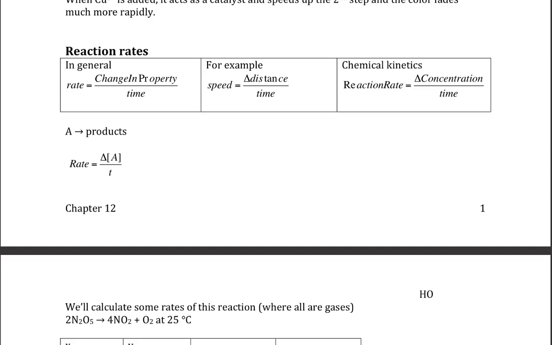Since we're talking about chemical kinetics with respect to this rate, we have reaction rate, and that is the change in concentration over time. Let's say that we have a reactant A, some chemical A, forming products. The reaction rate is the change in the concentration of A over the time it takes for that to occur. We use square brackets around our chemical to represent its concentration, usually in units of molarity.